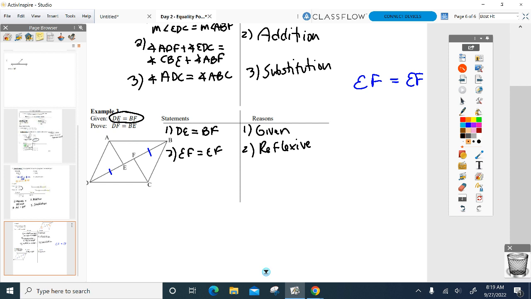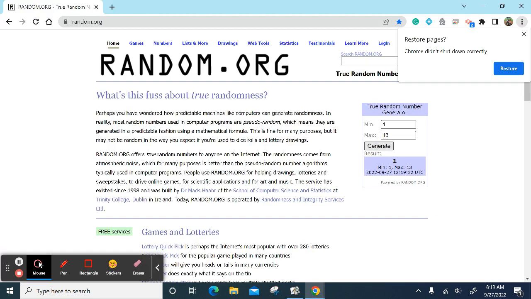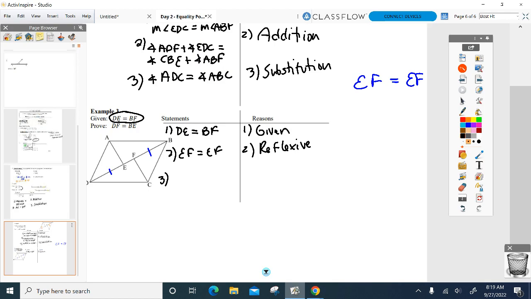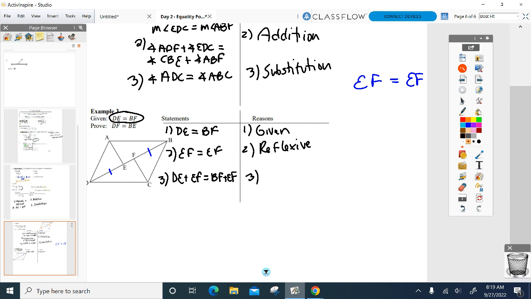Now tell me what you're going to add in step 3. What segments do you want to add together here? DE plus EF equals BF plus EF. Great. Excellent. What's my reason here? Addition.